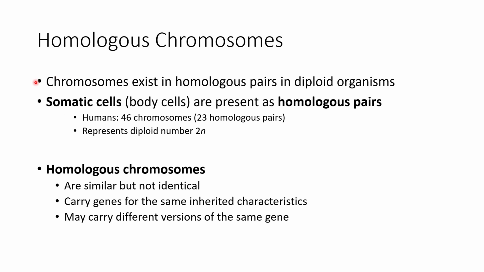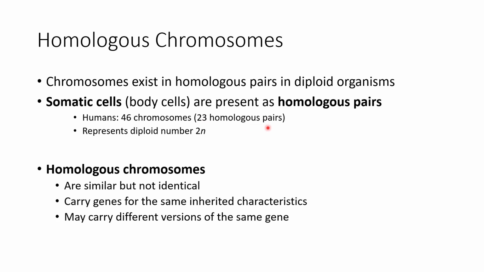All cells that contain DNA in eukaryotes, it is formed or compacted into what we call a chromosome. And chromosomes exist in most organisms in what we call homologous pairs. So that means we have 2 copies of each chromosome. In humans, we have 46 chromosomes. Those are comprised of 23 homologous pairs. So we have 23 different chromosomes from the mother and the father.